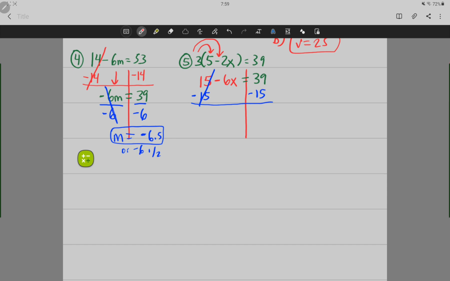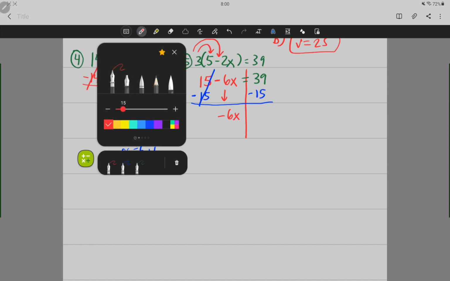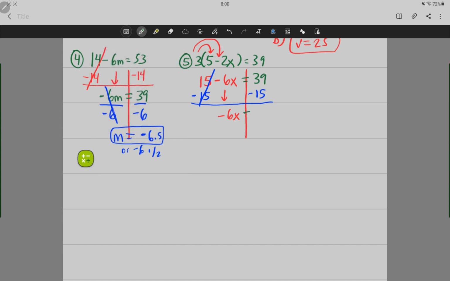The negative 6x, we didn't do anything with that yet. Let's bring it down. Negative 6x. Again, please make sure you bring down the negative, the same as in number 4. It's not just 6x, it's negative 6x. Okay, then we have our equal sign, and 39 minus 15 is 24.